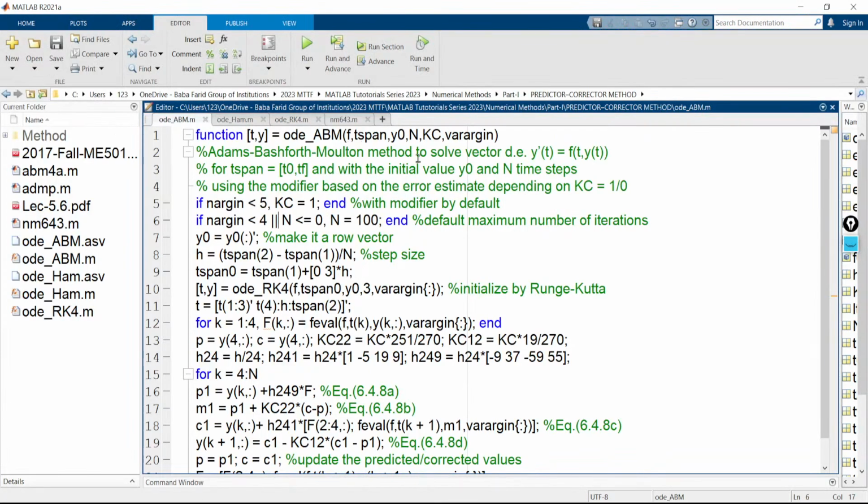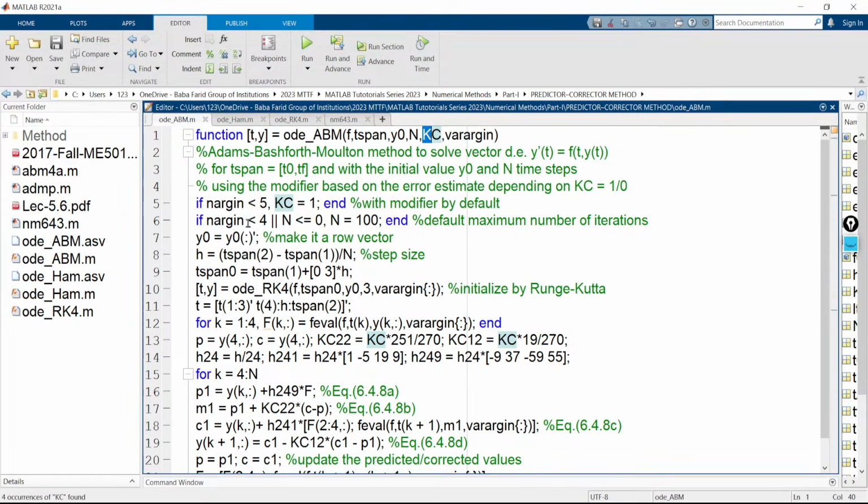So this part is the same, no change here. Only Kc is new, and Kc will be equal to 1. You can see, Tf, T-span, Y naught, N, all these are the same. Only one new parameter is there. And the most important thing is that all these three methods are used for the same differential equation.